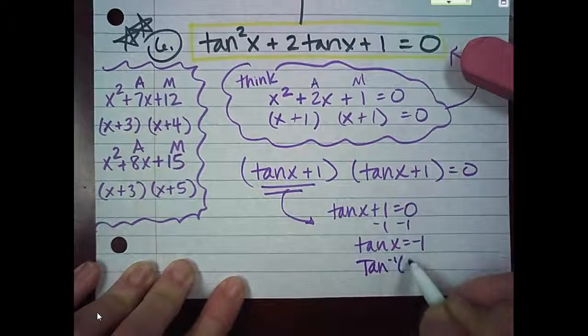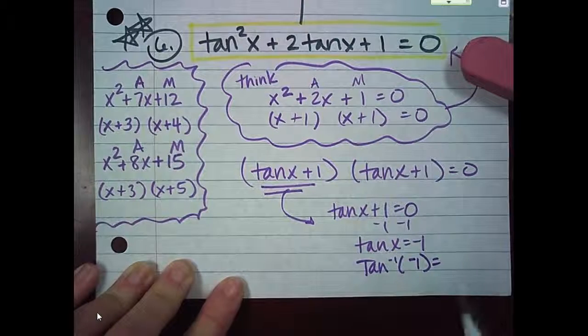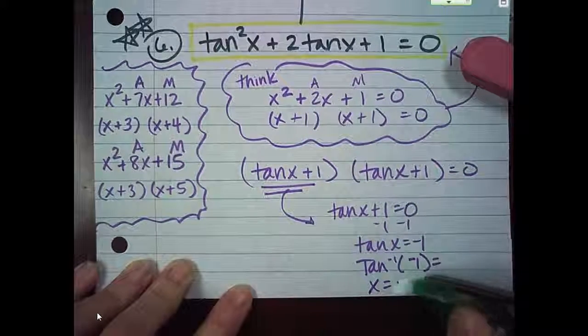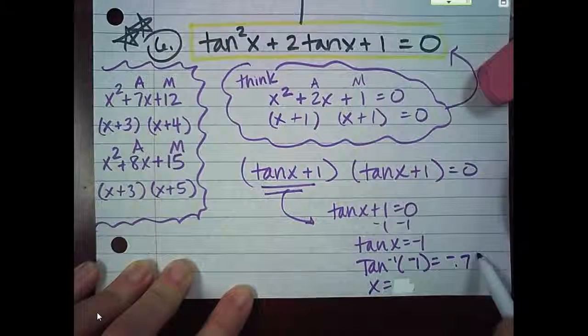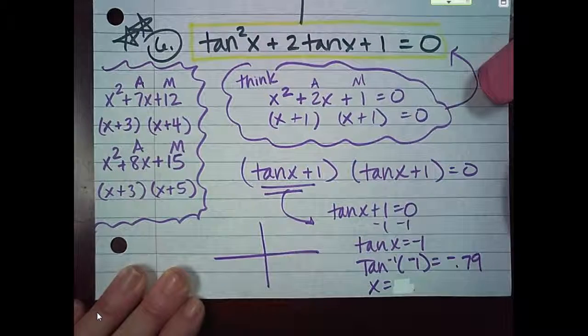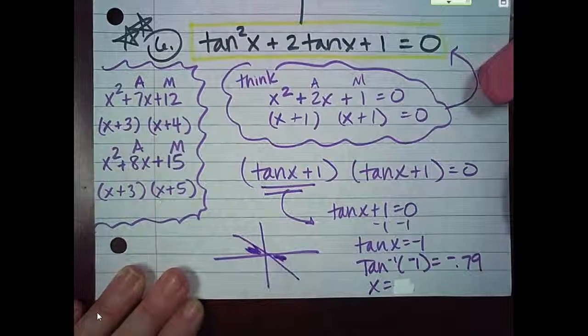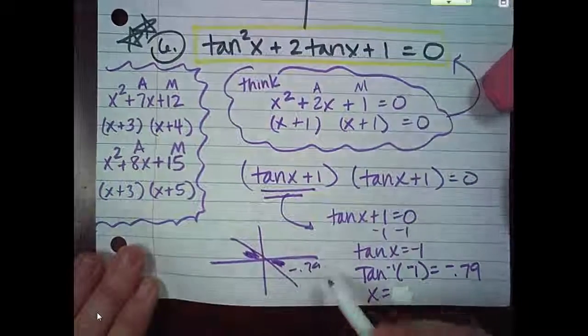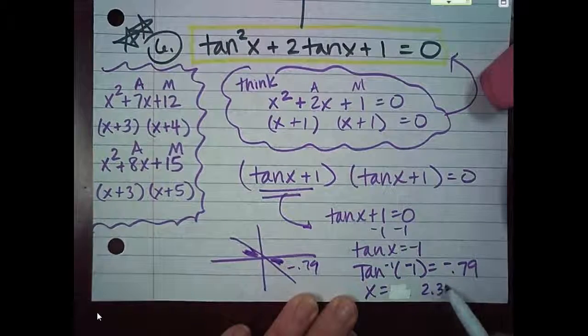Inverse of -1 is how much? Use your calculator. What'd you get? No, I got -0.79. Is that what you got? Okay, draw your picture. When is tangent negative? So you end up with 2.35 and 5.49.